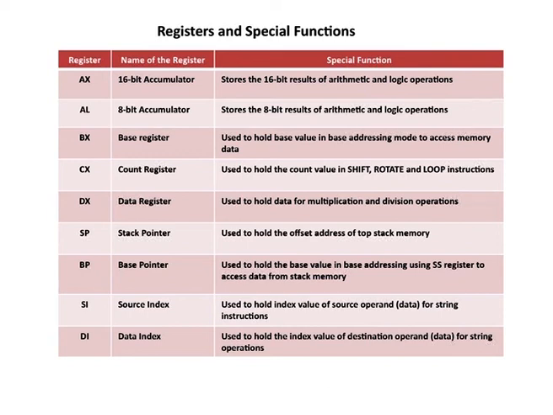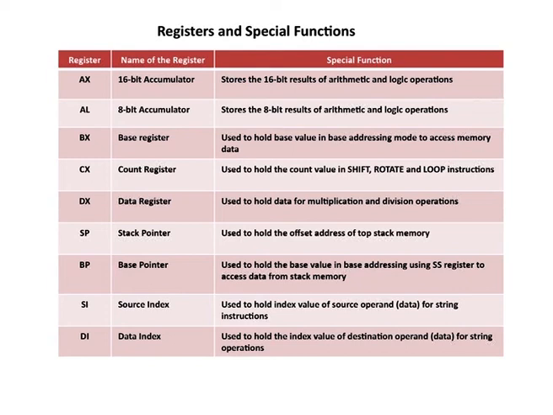BX, that is the base register, is used to hold the base value in the base addressing mode to access the memory data. CX, count register, is used to hold the count value during the execution of shift, rotate and loop instructions. DX, data register, is used to hold the data for multiplication and division operations.